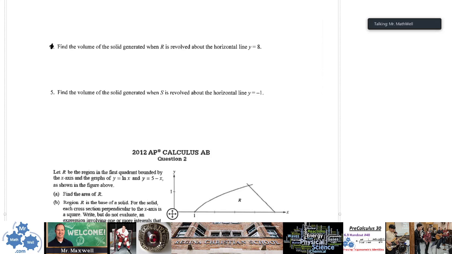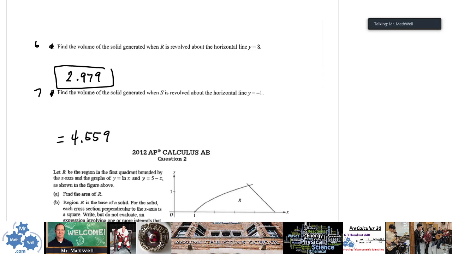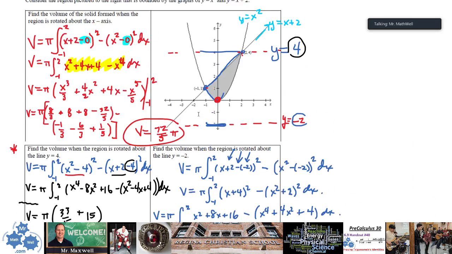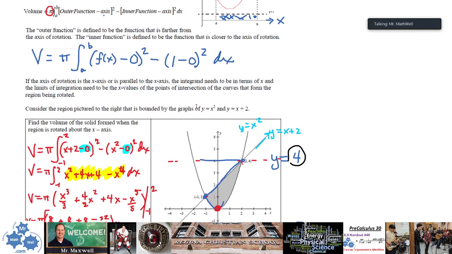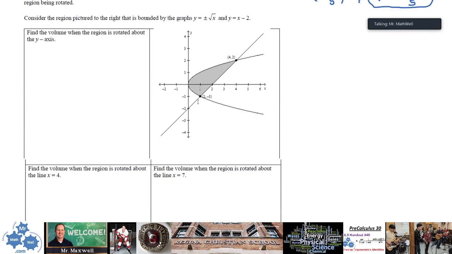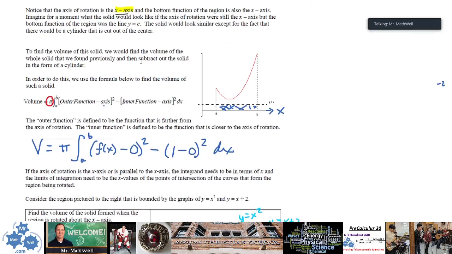So this question here, which is mislabeled, that should be 6, this should be 7. And the answers to those ones, if you had a chance to do that. This one's not that tough a question, I don't think, given what you know now, but 2.979, and this one should be 4.559. All right, so that's the lesson for volumes of solids of revolution, and we will talk about rotation about the y-axis as well. That's going to be in another lesson, another day. So volumes of solids of revolution.